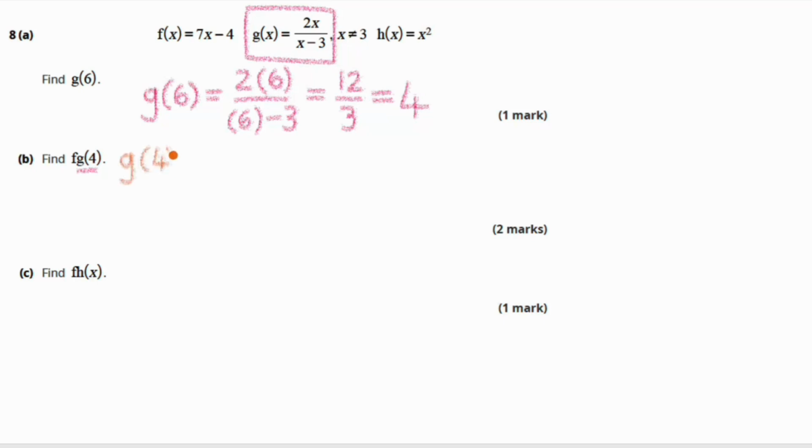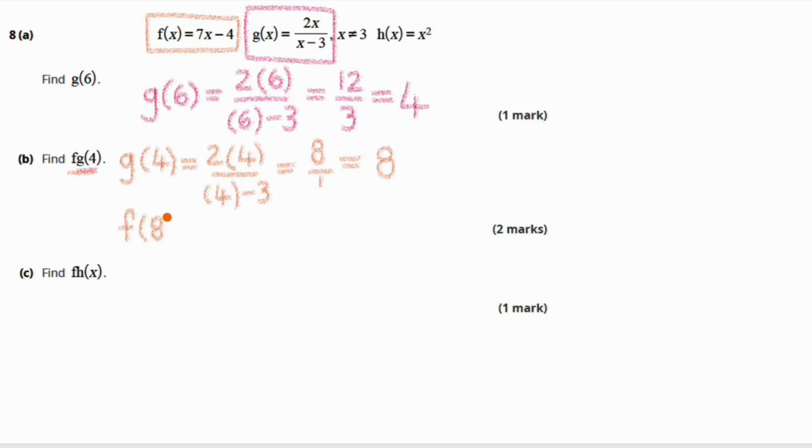So g of 4 is equal to 2 multiplied by 4 divided by 4 minus 3. Okay, so 2 times 4 is equal to 8 and 4 minus 3 is equal to 1. So 8 over 1 is equal to 8, so g of 4 is equal to 8. Now remember, we must find f of g of 4. So now we must use this answer of 8 inside f. Okay, now since g of 4 is equal to 8, we now find f of 8.